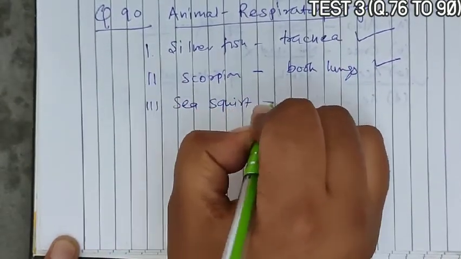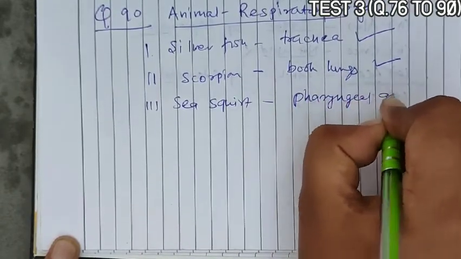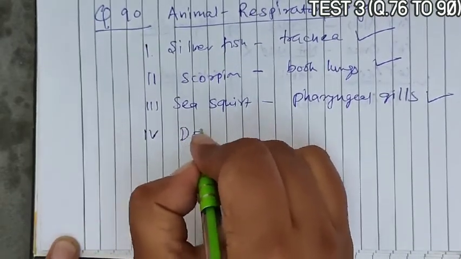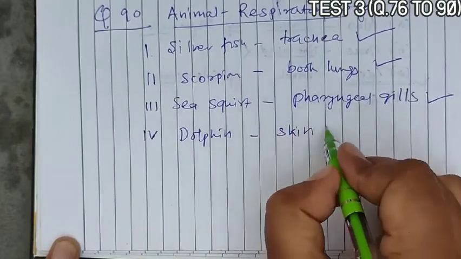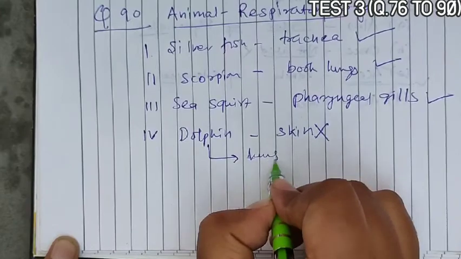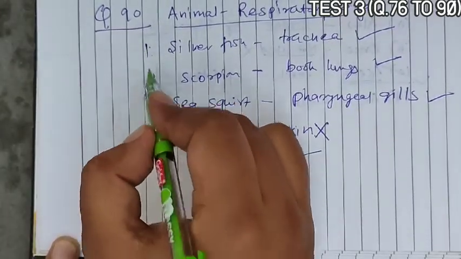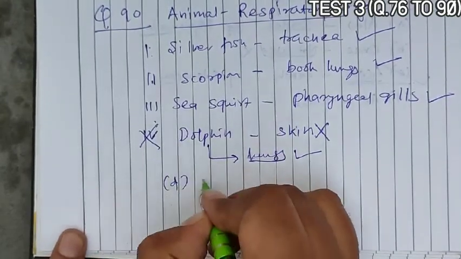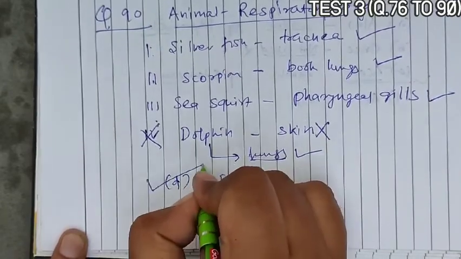Sea squirt, they have pharyngeal gills, so it is also correct. And fourth, dolphin has a respiratory organ that is given as skin. Skin is not the respiratory organ in dolphin. Dolphin has lungs as a respiratory organ, so it is incorrect. So according to this, first, second and third are correct. So the correct match is option D, that is first, second and third. So D is the correct answer.